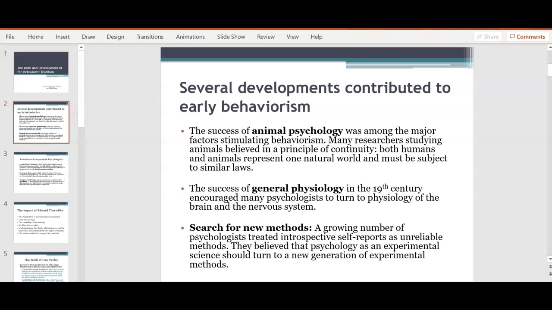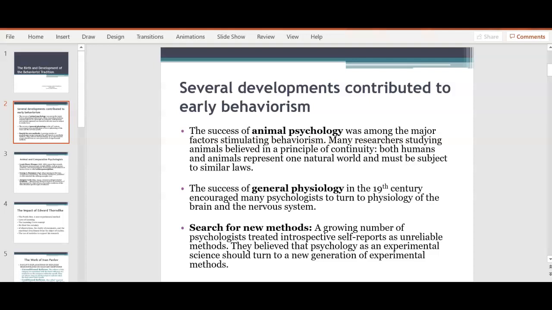And lastly, a search for new methods. So, of course, many psychologists treated introspective self-reports as unreliable methods. They believed that psychology as an experimental science should turn to a new generation of experimental methods. So that's what enhanced our ability to study and do research, analyze, and things like that.